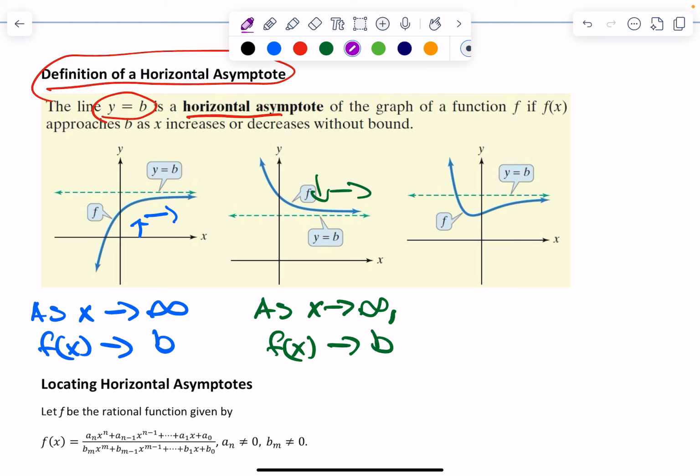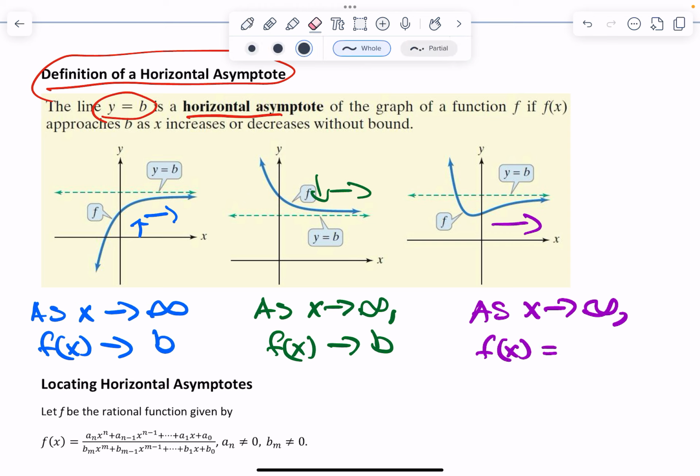Okay, let's look at the third one. Again, as x approaches infinity, f of x approaches... Yes, there's a little bit of a dip, it goes down, but then it does keep going up towards b.